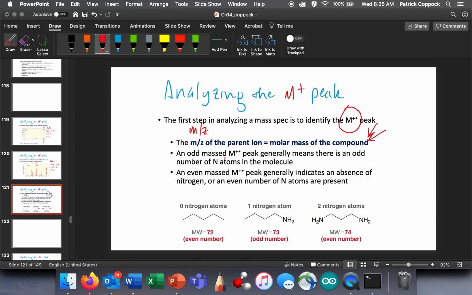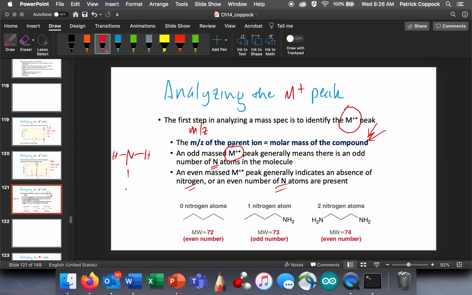So an odd massed M plus molecular ion peak generally means that there's an odd number of nitrogen atoms in the compound. All right? An even number means that there's either no nitrogens or there's an even number of nitrogens. It's funny that that's the case, but that's just to prove that to yourself why that is.